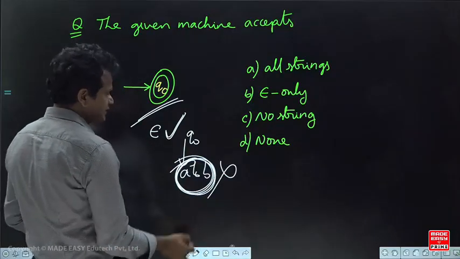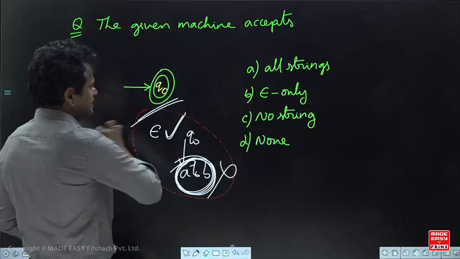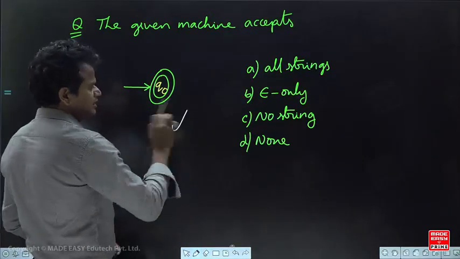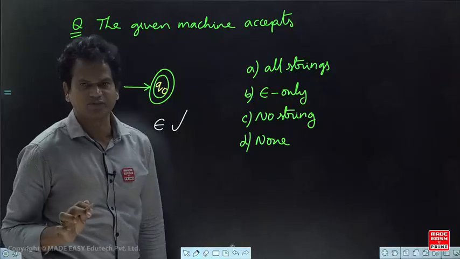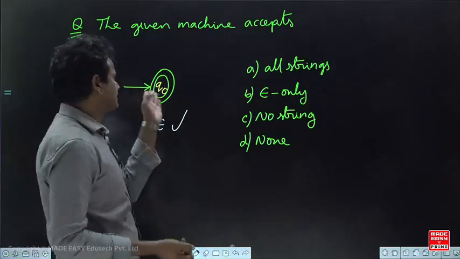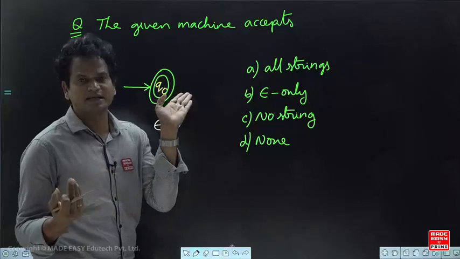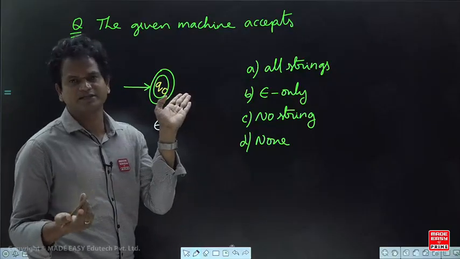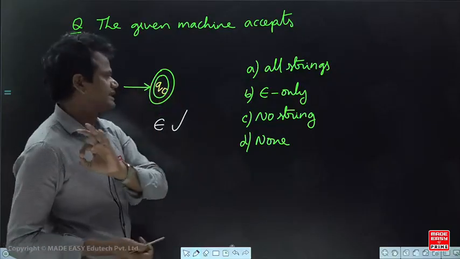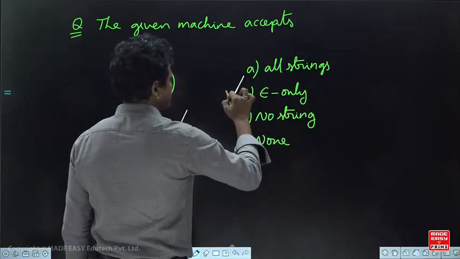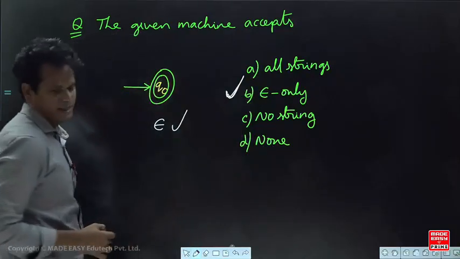So here, except epsilon, this machine cannot accept any other string. Why? Whatever input string is given, the machine stops here only, without completing the reading of the string. That is the reason it cannot accept anything. So except epsilon, it cannot accept anything. Only epsilon is the answer.